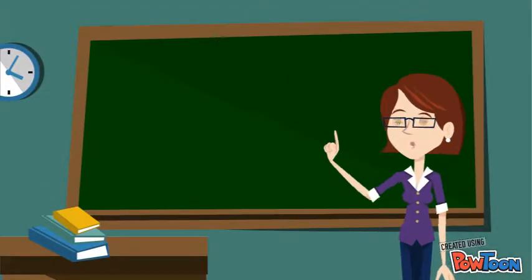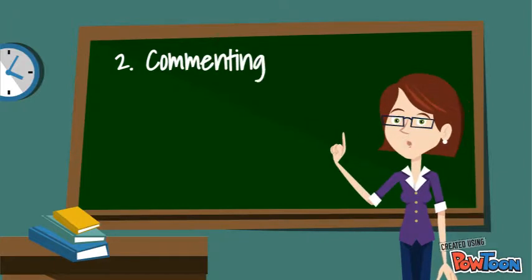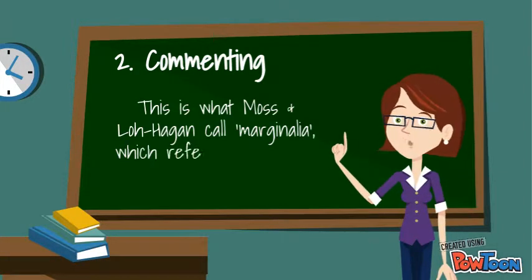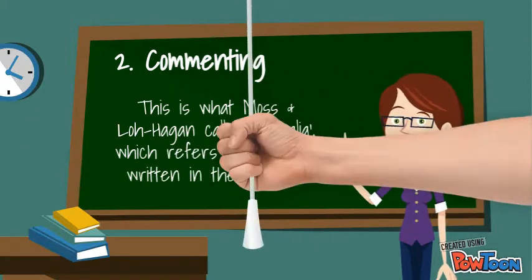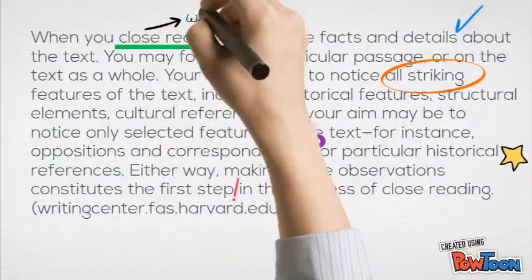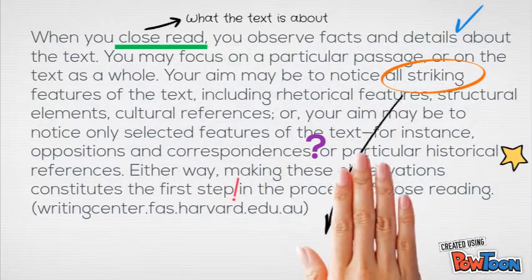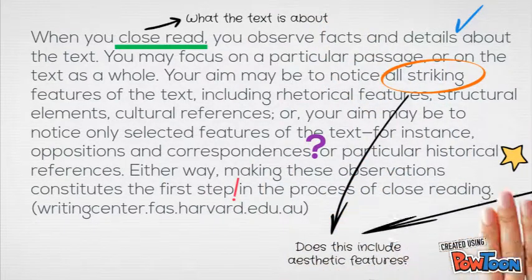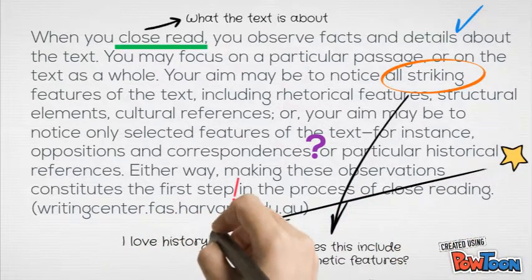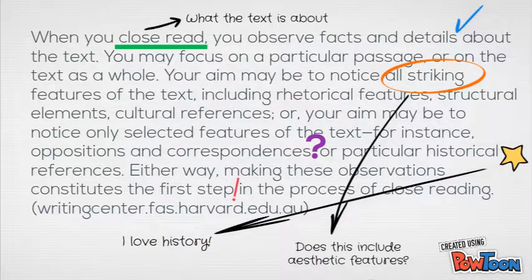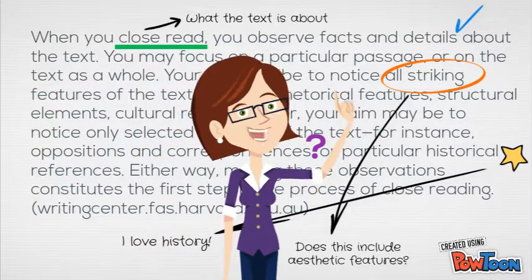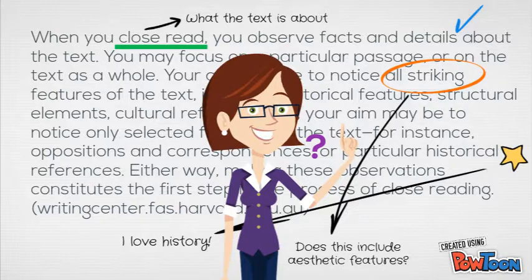Step 2. Commenting. This process is what Moss and Lohagen refer to as marginalia, which refers to comments written in the margins. Once you have marked the text, write comments in the margins that explain why you have included that mark. This could be a simple statement or a question you want to come back to. Remember that the purpose of annotating is to develop a deeper understanding of a text by interacting with it. These comments are important to demonstrate the relationship between text and reader.